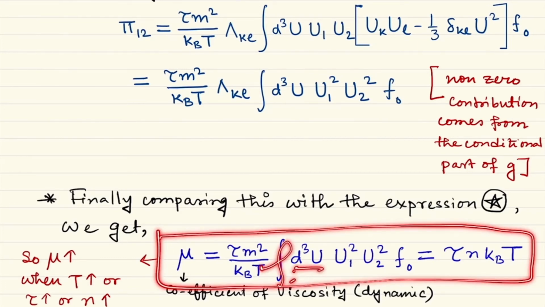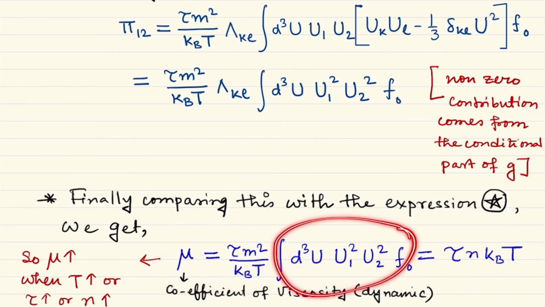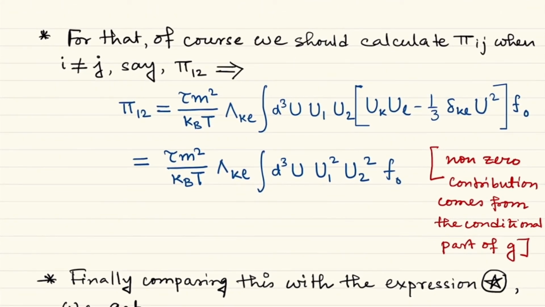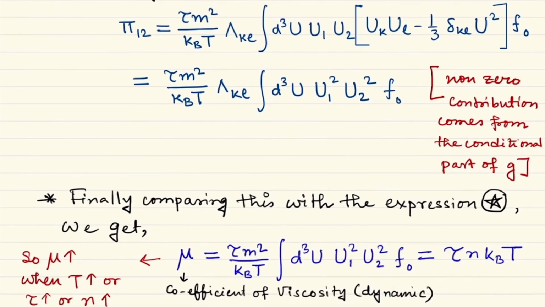that is equal to, if you do this integration correctly, finally you will see this is nothing but tau n kbt. Of course you can calculate mu just by taking, let's say, i equal to 2, j equal to 3, or i equal to 2, j equal to 1, or i equal to 1, j equal to 3, anything, but i not equal to j, and you should find the same result.